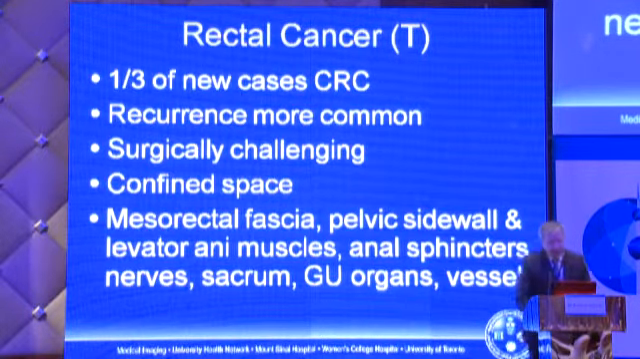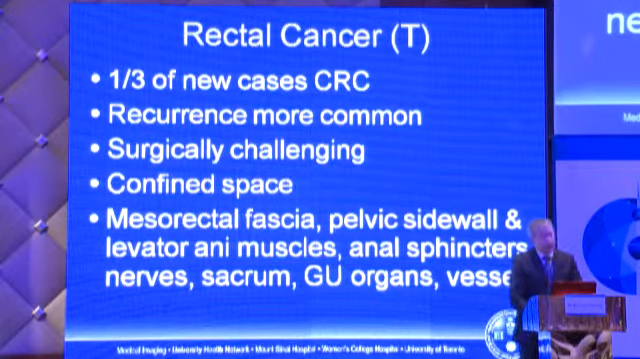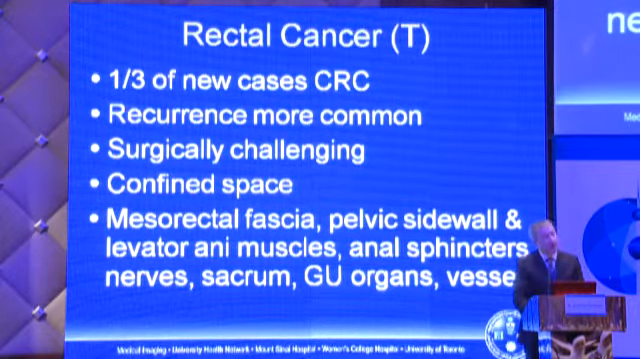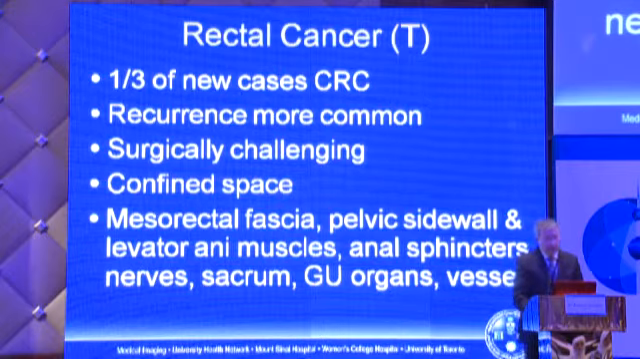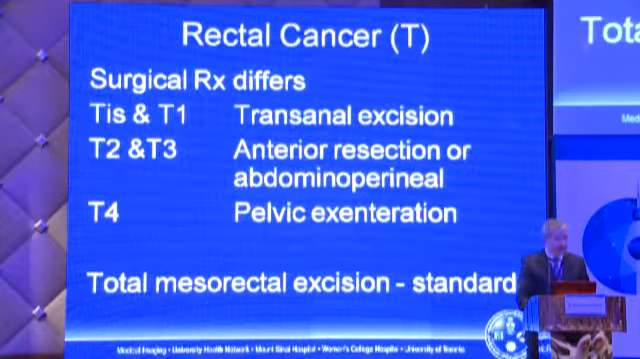Now, in the case of rectal cancer, it accounts for about 1/3 of all new cases of colorectal cancer, and recurrence is much more common with rectal cancer. The reason for that is it's a much more surgically challenging disease. The tumor occurs in a very confined space. You have the mesorectal fascia, pelvic sidewall, the levator ani muscles, the sphincters, nerves, sacrum, GU organs, and vessels.